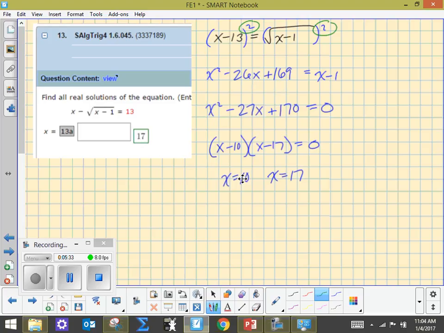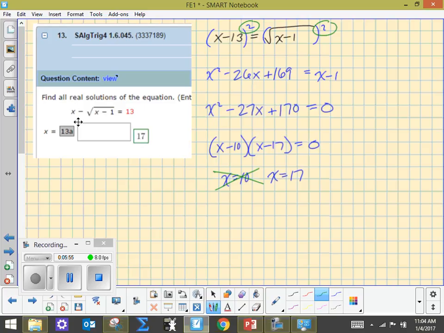So what we're going to do is plug in the 10. So I'll plug in 10 here. I get 10 minus 1, which is 9. So I get 10 minus the square root of 9, which is 3. So I get 10 minus 3 is equal to 13. And that obviously is a false statement. 7 does not equal 13. So 10 does not work. So that probably leaves me to believe that 17 is going to be my only answer.